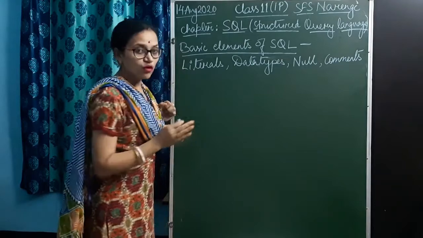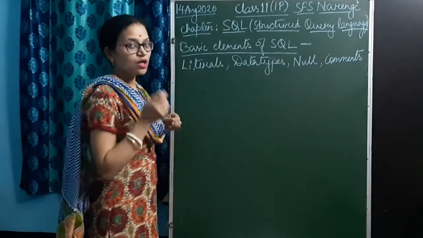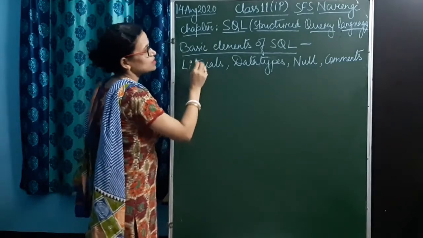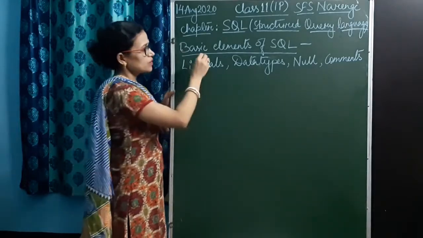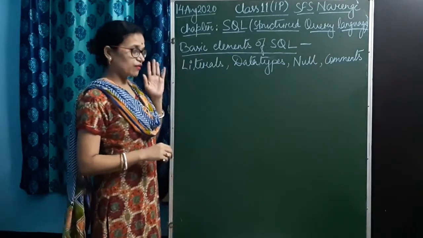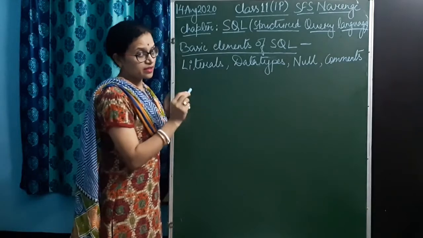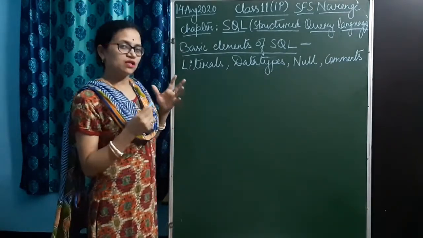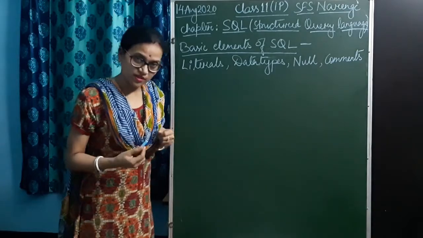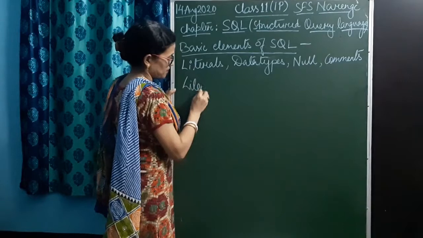Before we move on to how we write a query or what the language is all about, we first need to understand the basic elements of MySQL or SQL. There are mainly four basic elements: literals, data types, null and comments. Now what are literals, data types, null and comments? Let's first start with the term called literals.